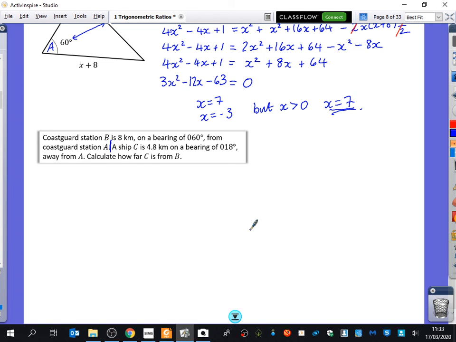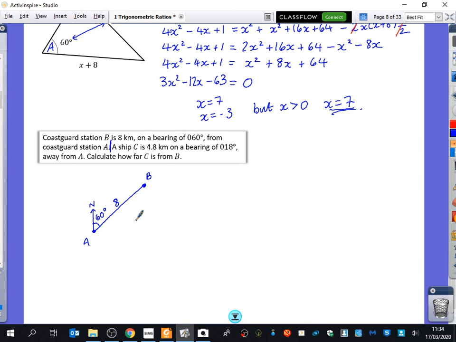So which one should I draw first, A or B? You should say from A, so I'm going to start off with Coast Guard Station A, and remember that bearings are measured clockwise from north, so it's going to be 60 degrees. Well, 60 degrees is roughly like this, and this is going to be where Coast Guard Station B is, and that is 8 kilometers. This angle that we had here was 60 degrees.